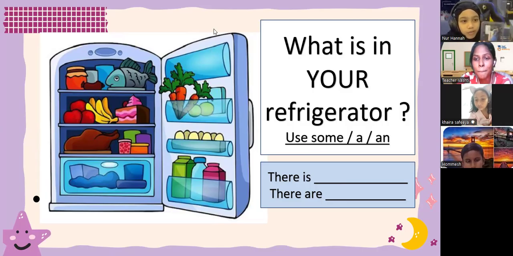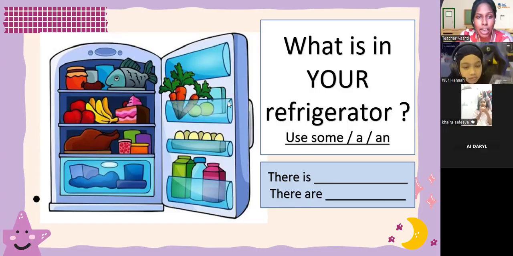There are some blueberries. Very good. There are some blueberries. Good, correct answer. Good job. How about anyone else? Kara Safia, what do you have?